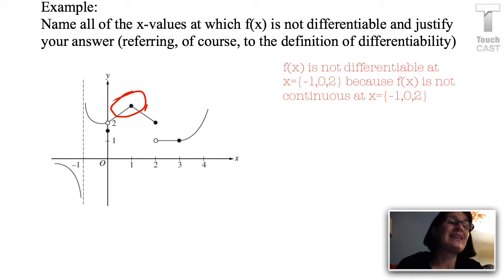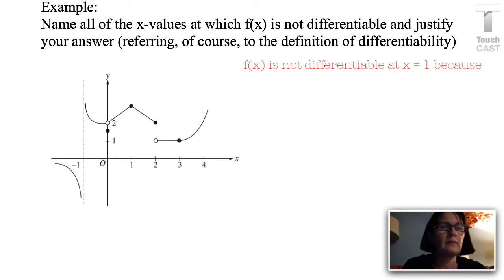But I want to write the actual justification using the definition of differentiability. So give me a second, I'm going to type that up. So here's my justification. I say f of x is not differentiable at x equals 1 because I know the limit of the derivative as x approaches 1 from the left is going to have to equal the limit of the derivative as x approaches 1 from the right.